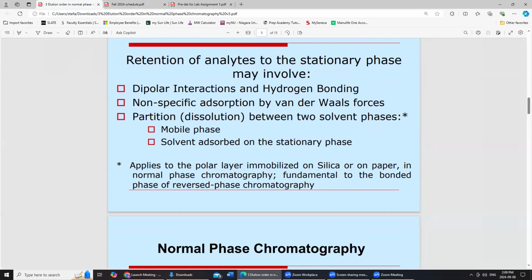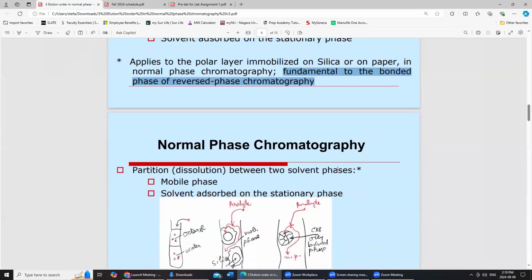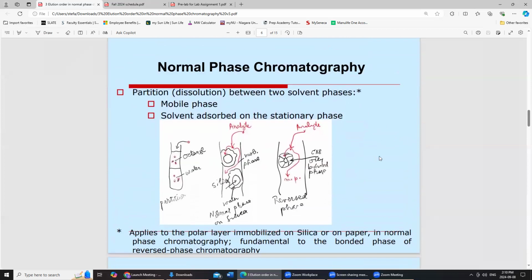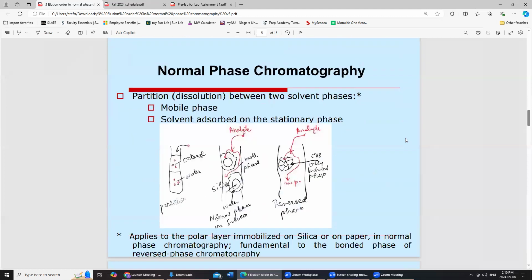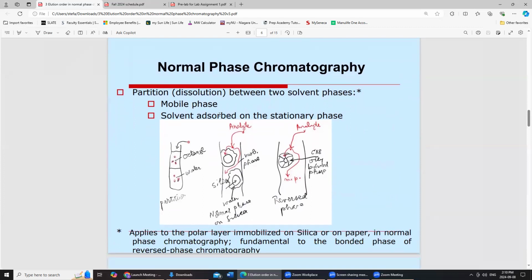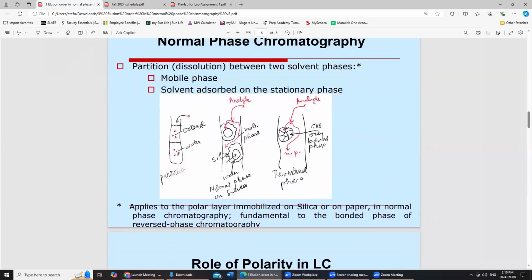So there's a little asterisk here. You have a partition between two solvent phases, which is the polar layer immobilized on silica or on paper in normal phase chromatography. I'm not sure what they mean by fundamental to the bonded phase of reverse phase. We'll have to check that out and see what that means further. All right, team. Okay, so normal phase. I don't know why we're going into this more. Is this just like another question? So the partition or dissolution between two solvent phases, you can have the mobile phase and the solvent absorbed on the stationary phase. So this is a picture that Tudor must have drawn.